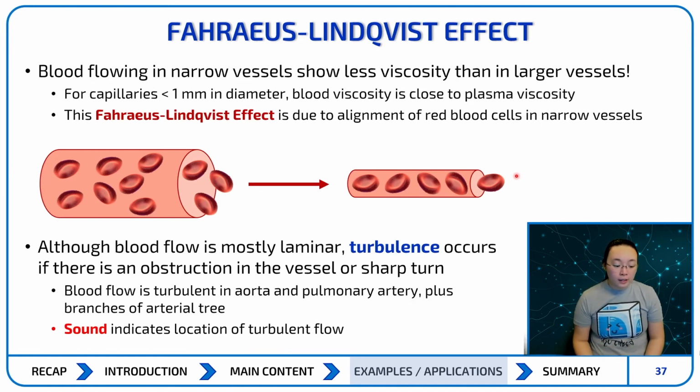We'll be taking a look at this later on, but we can actually use sound to indicate where there's turbulent flow. And if there is turbulent flow, that usually indicates that there might be, let's say, a blood clot somewhere, because there's an obstruction in that blood vessel.